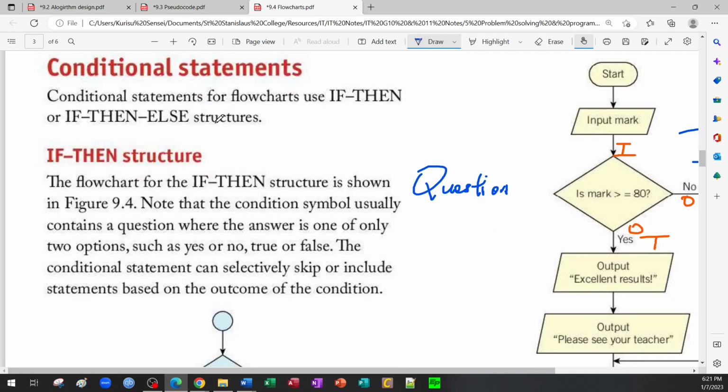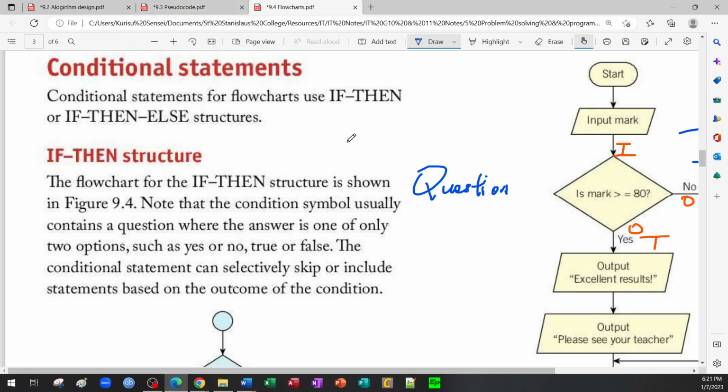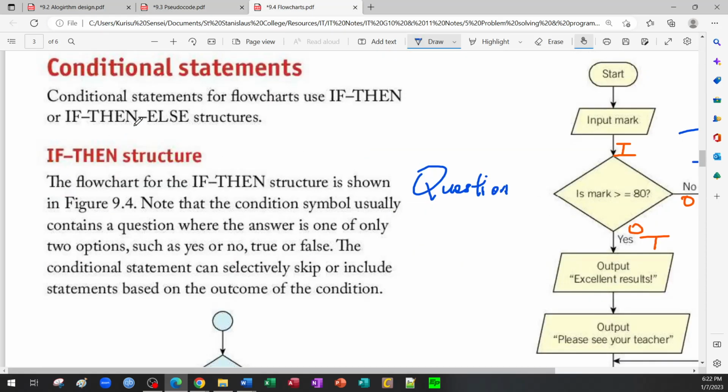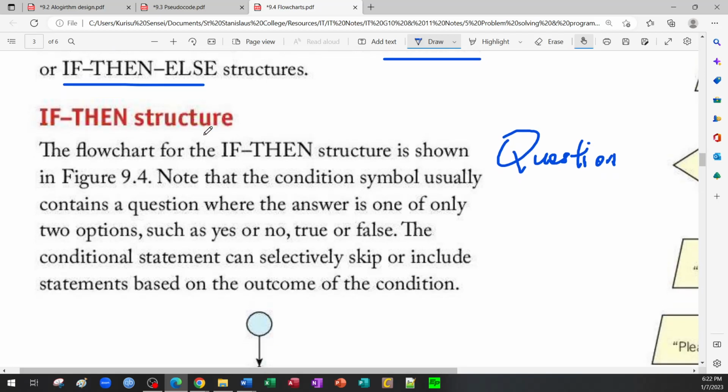So, the conditional statements, just like what you would have done in spreadsheet when you were doing your if function, and the same thing you would have learned in your pseudocode when you were learning about if then else, is the same thing that we're going to be doing here. Now, conditional statements or flowcharts are the same if then and if then else structures, statements.